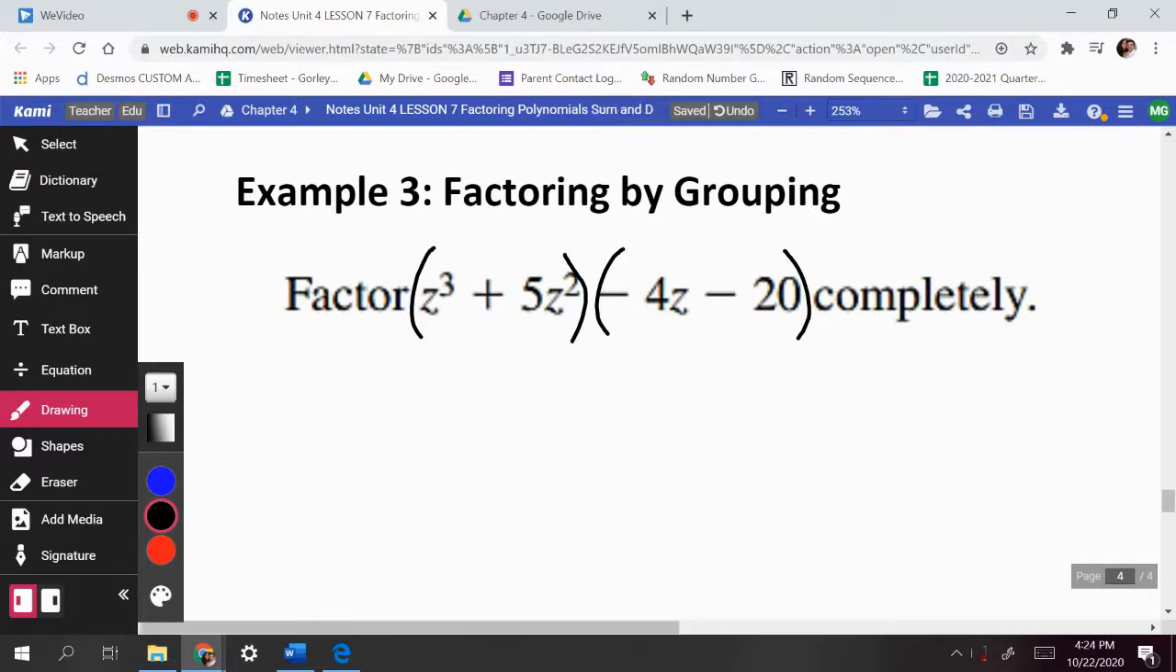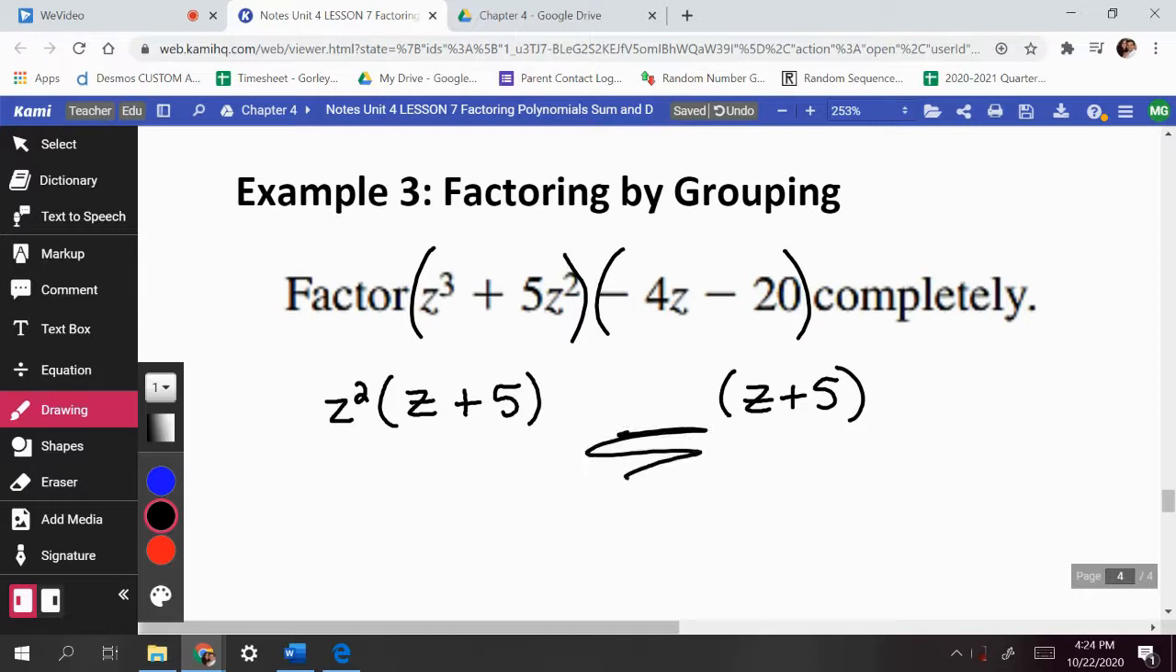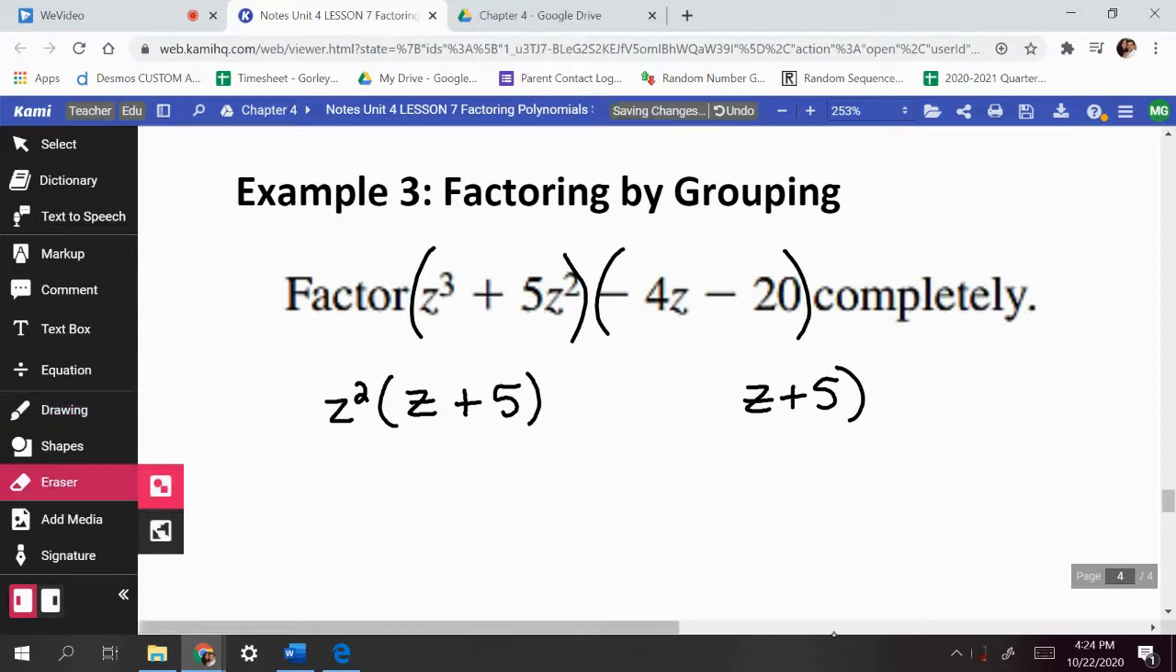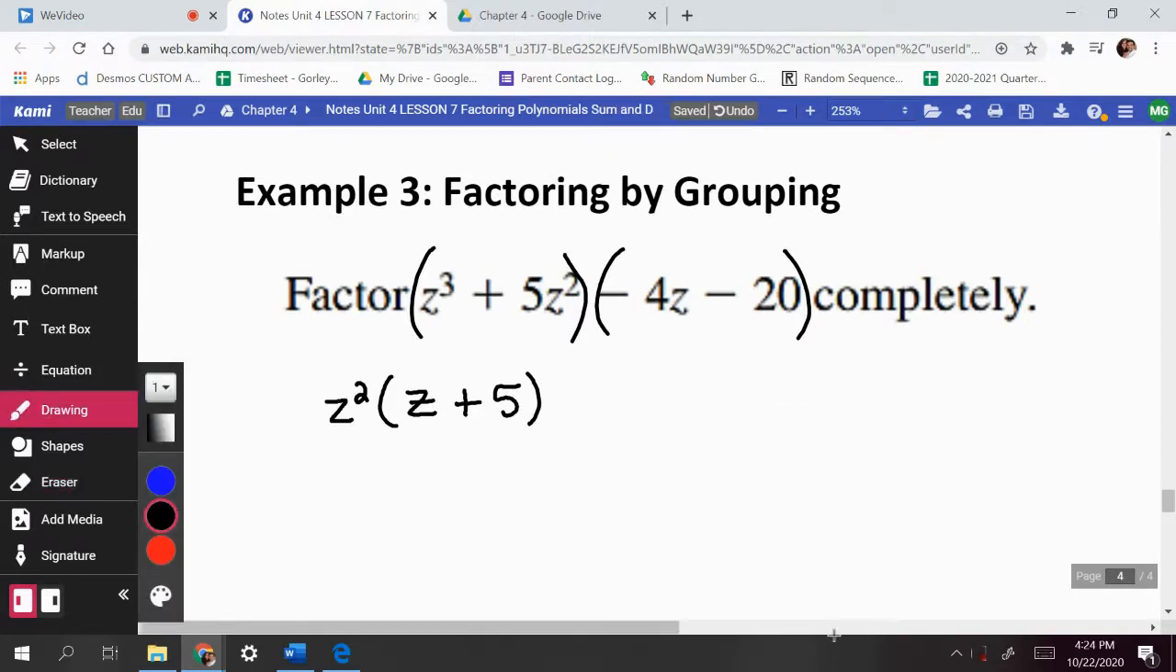In the first group, both terms are divisible by z squared. Z cubed divided by z squared is z. 5z squared divided by z squared is 5. Okay, remember, we want the second parenthesis to match. So I have to think, what can I factor out to get that second parenthesis to match? Well, if I factor out a -4, then I would get z plus 5, which works, right?